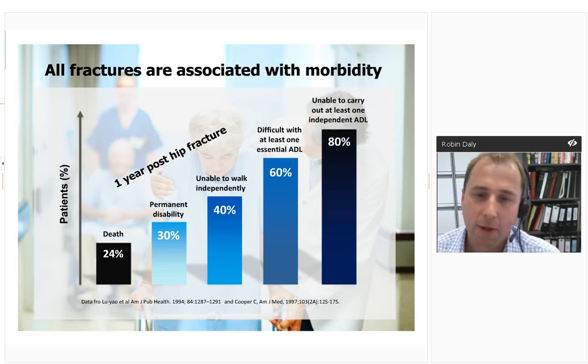But for those that have a hip fracture, and hip fractures are probably the most devastating of all the fractures, we know that about a quarter of people will die within the first year. Now, they don't die from the fracture per se. They generally die from the complications associated with a fracture. And you can see here, often fractures lead to permanent disability, inability to walk independently, which can obviously have an impact on your quality of life, difficulties with normal activities of daily living. That's what the ADL stands for. And so you can see the consequences of a hip fracture in particular are quite devastating.